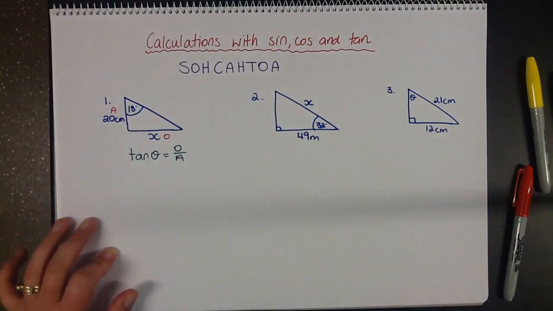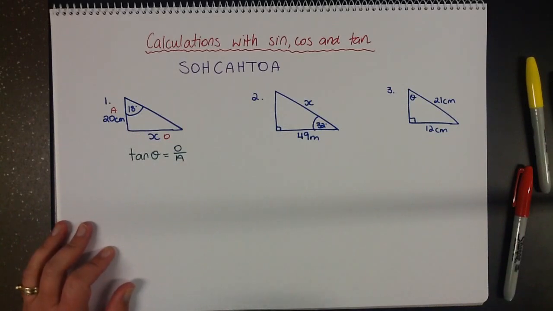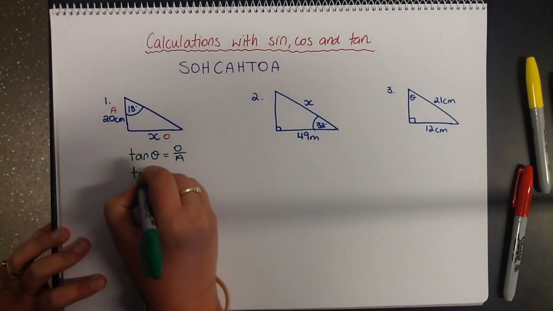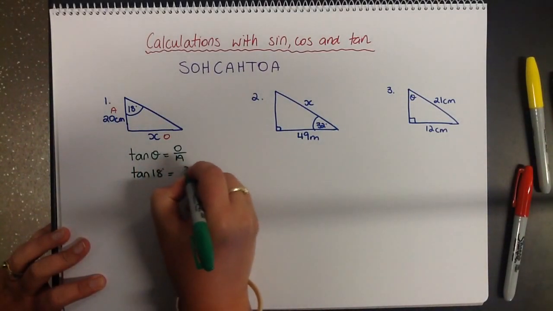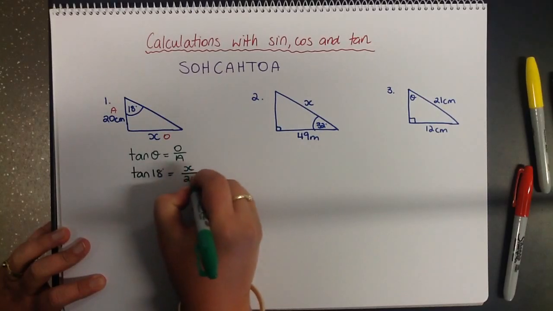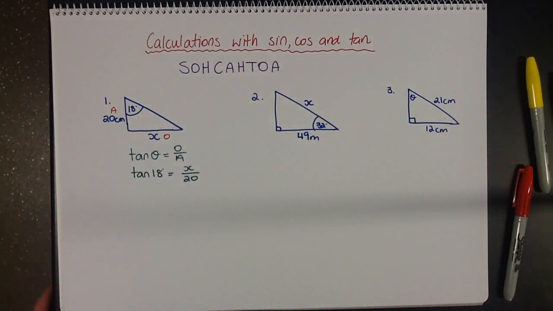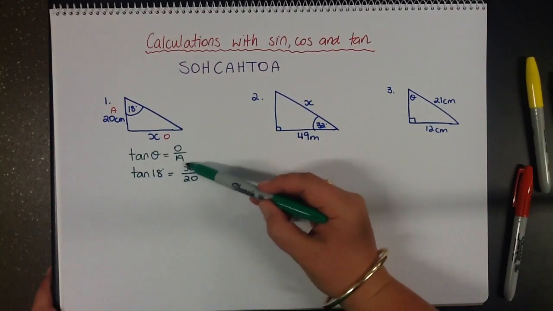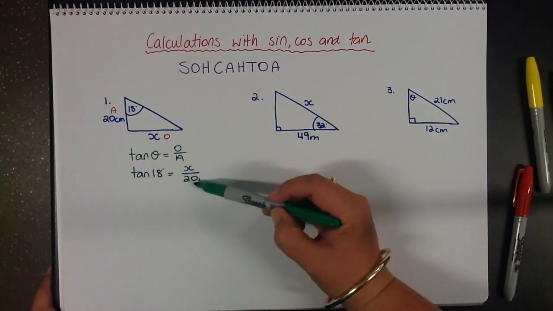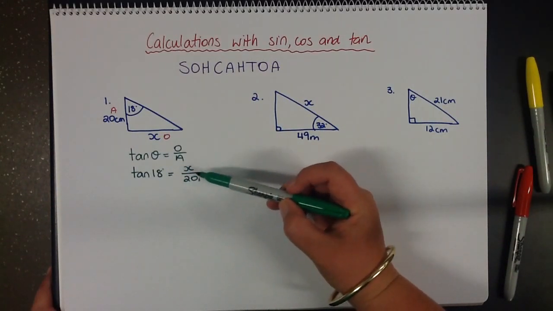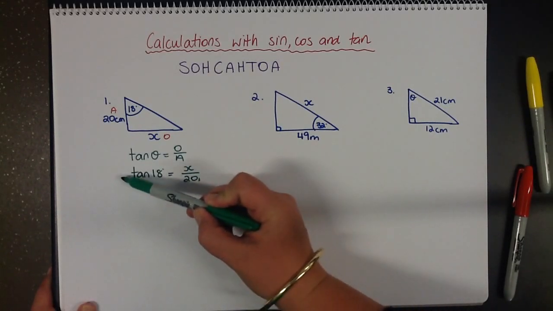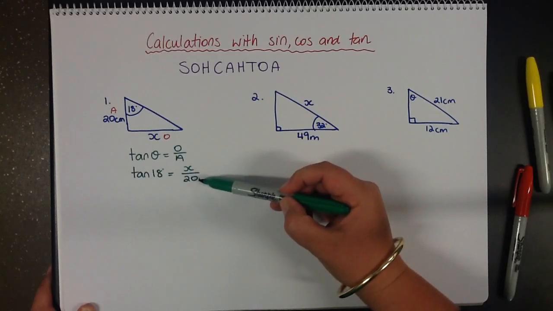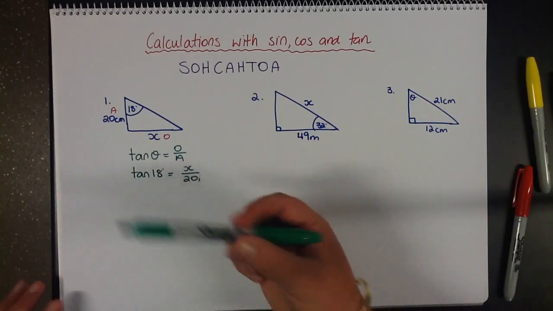There we go, there's our rule. Right, after that, our next step is to fill in the information that we've been given. So, tan 18 degrees equals x over 20. Now in this particular question, our unknown is on the top part of the fraction, and we know the number on the bottom, it's a 20. So our next step algebraically is we're going to take that 20 and move it across the other side. Because we're dividing by 20 on this side, we're going to multiply by 20 on the other side.